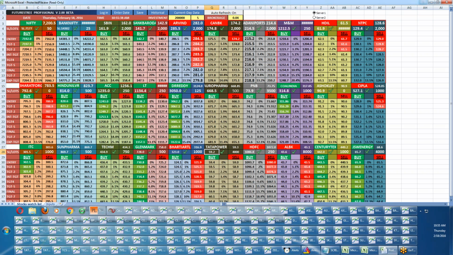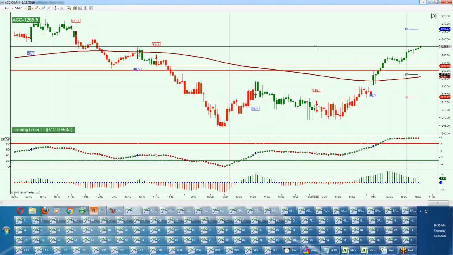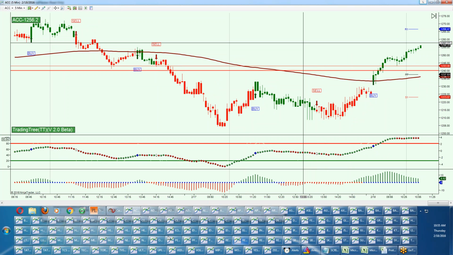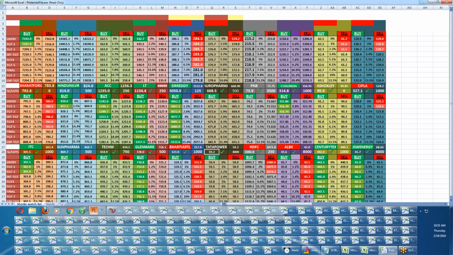So either you want to trade on the TradingTree chart. ACC we have another upper side. Let me just see. So that is a possibility. 1260 is a possibility for ACC. So in that case, it will do its final target.